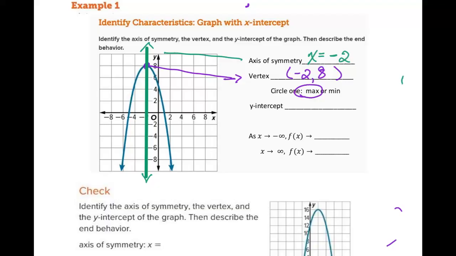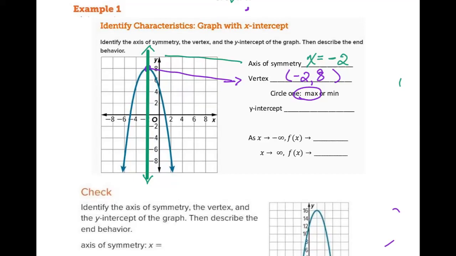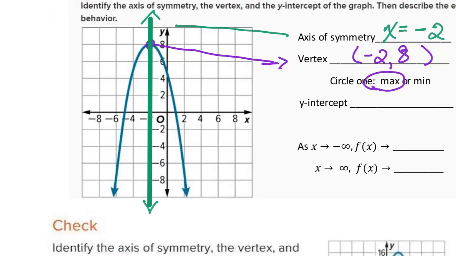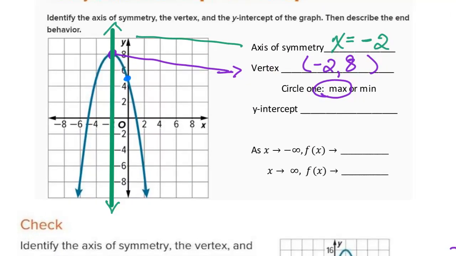All right, so let's go to the y-intercept. Find your y-axis. Who can give me my y-intercept? Look at it closely. I think it is 5. It's kind of hard to tell, but I'm thinking right here is where it's going to cross. So I can just say 5 because it's that point, or you can say (0, 5).